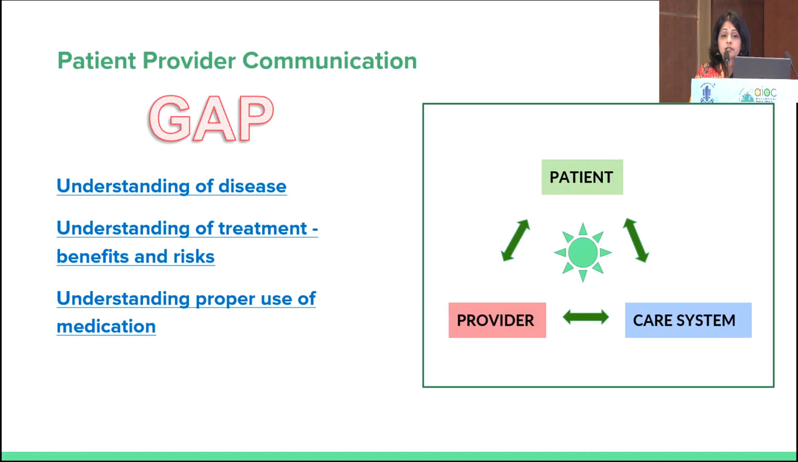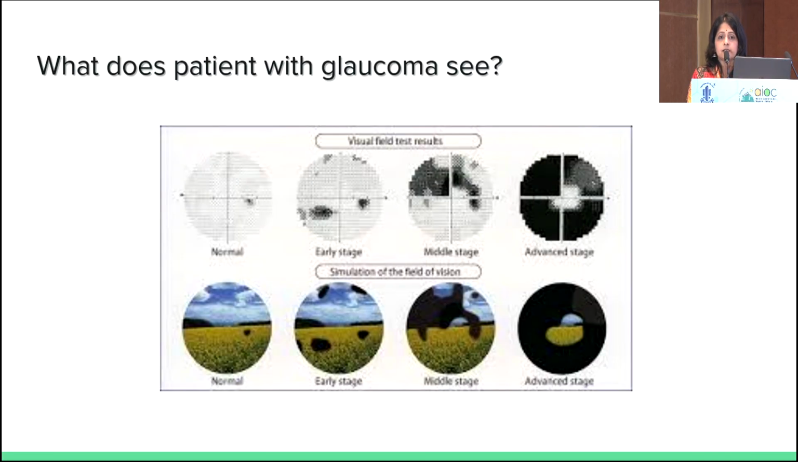slide. What is glaring is the patient-provider communication gap. There is a gap in understanding of the disease, understanding of the treatment, benefits and risks. Also, poor understanding of the proper use of medication. Take, for example, the visual field defects in glaucoma. The conventional way of understanding and communicating to the patient is the patient sees blind spots or black spots in his field of vision, which will finally coalesce and cause blindness.